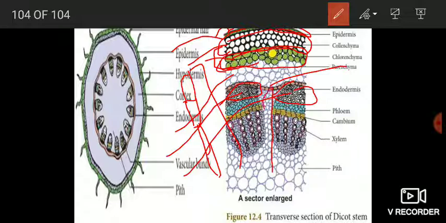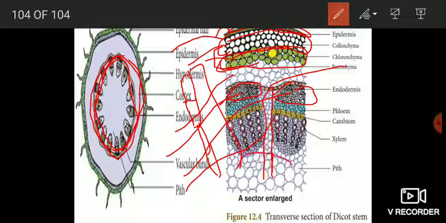Then the medullary rays, these are the radially elongated parenchymatous cells. They are known as medullary rays. And then the vascular bundles. The vascular bundles in case of dicot stems are arranged in the form of a ring. This is very much important. You have to remember that the vascular bundles in case of dicot stems are arranged in the form of a ring, and each vascular bundle is conjoint, collateral, endarch and open for secondary growth. We have discussed all these terms in our previous part.